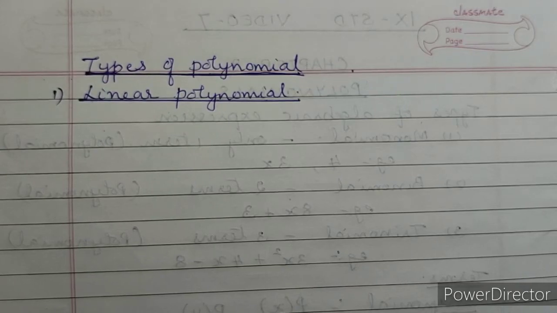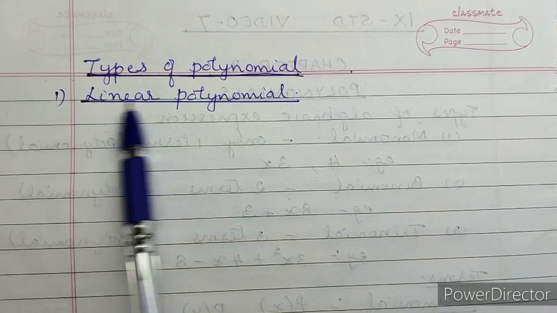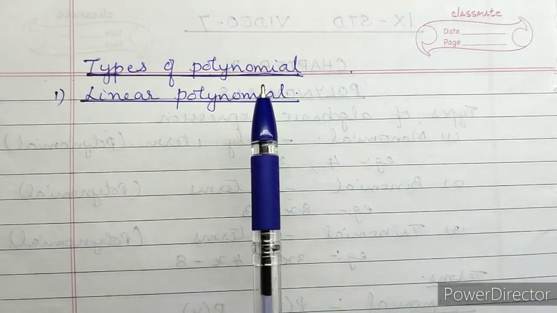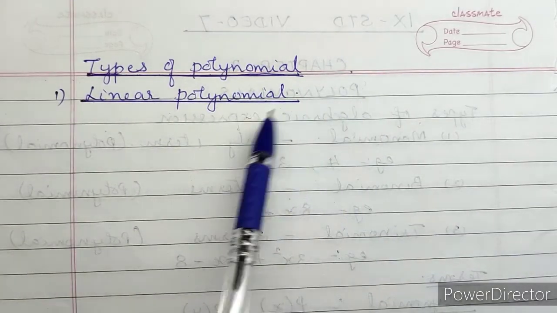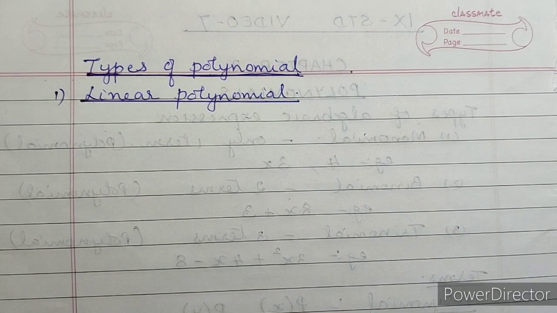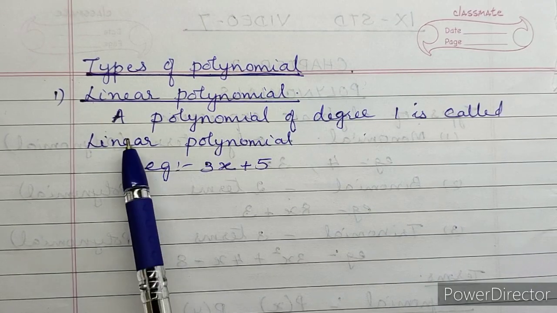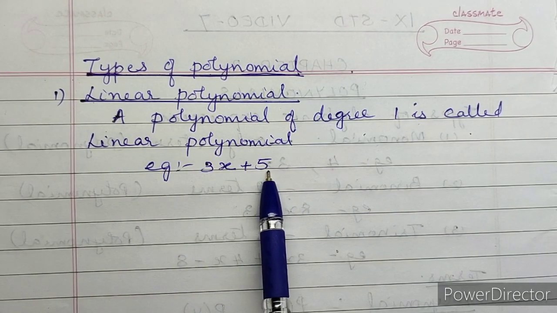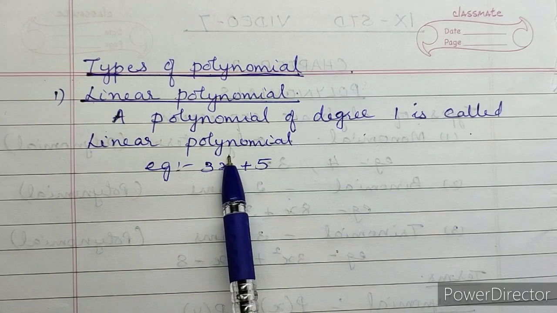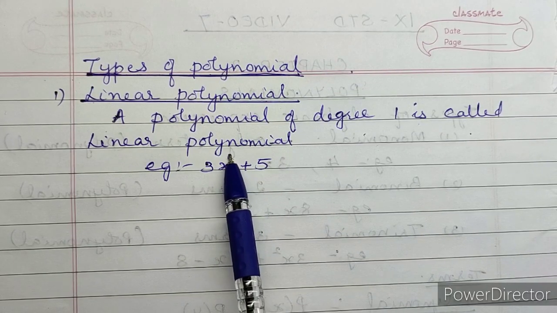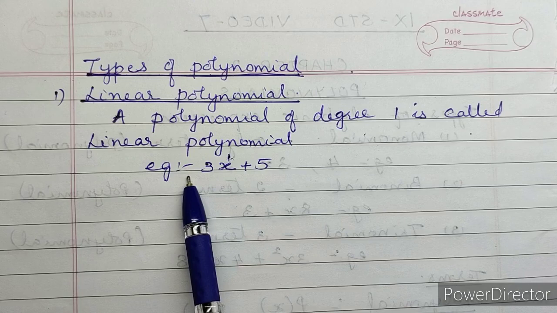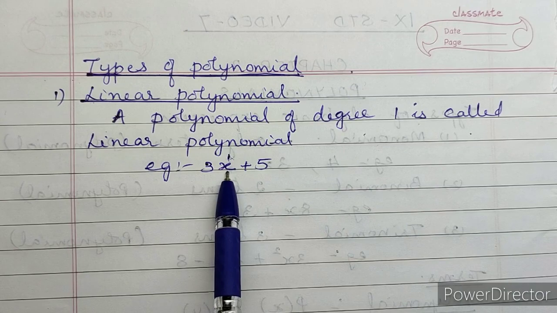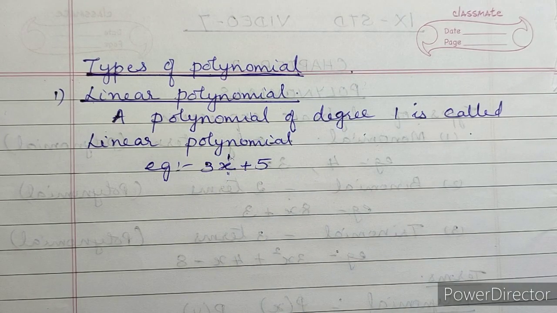Next section is types of polynomial. First type is linear polynomial. Linear means 1. A polynomial of degree 1 is called a linear polynomial. Example: 3x plus 5. See, the degree of x is 1, or the exponent of x is 1. So the degree of this polynomial is 1. So this is a linear polynomial in one variable. Only one variable should come because you are dealing with only one variable.